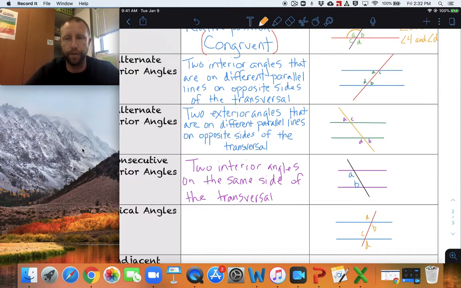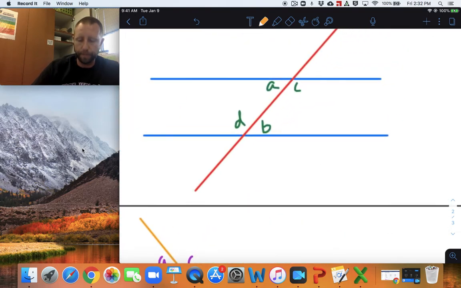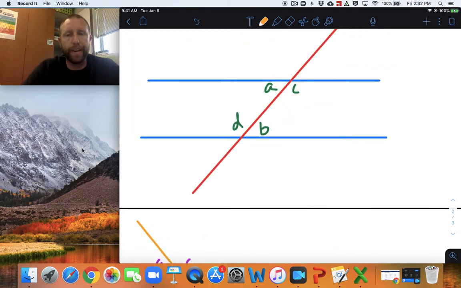Okay. Alternate interior angles are just two interior angles that are on different parallel lines on opposite sides of the transversal. So when I zoom in on my little drawing here, they are inside the parallel lines. That's where the word interior comes from.